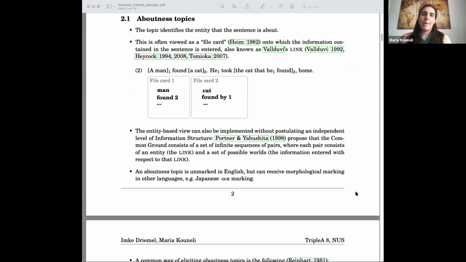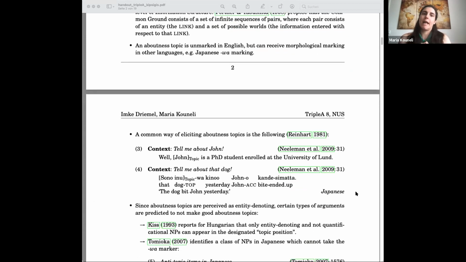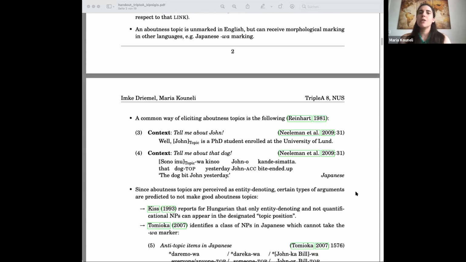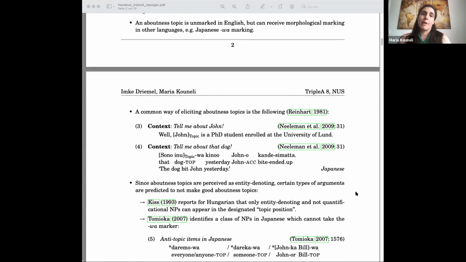Moving on to how aboutness topics are expressed cross-linguistically. Aboutness topics are unmarked in English, but they can receive morphological marking in other languages, most famously the Japanese wa marker.